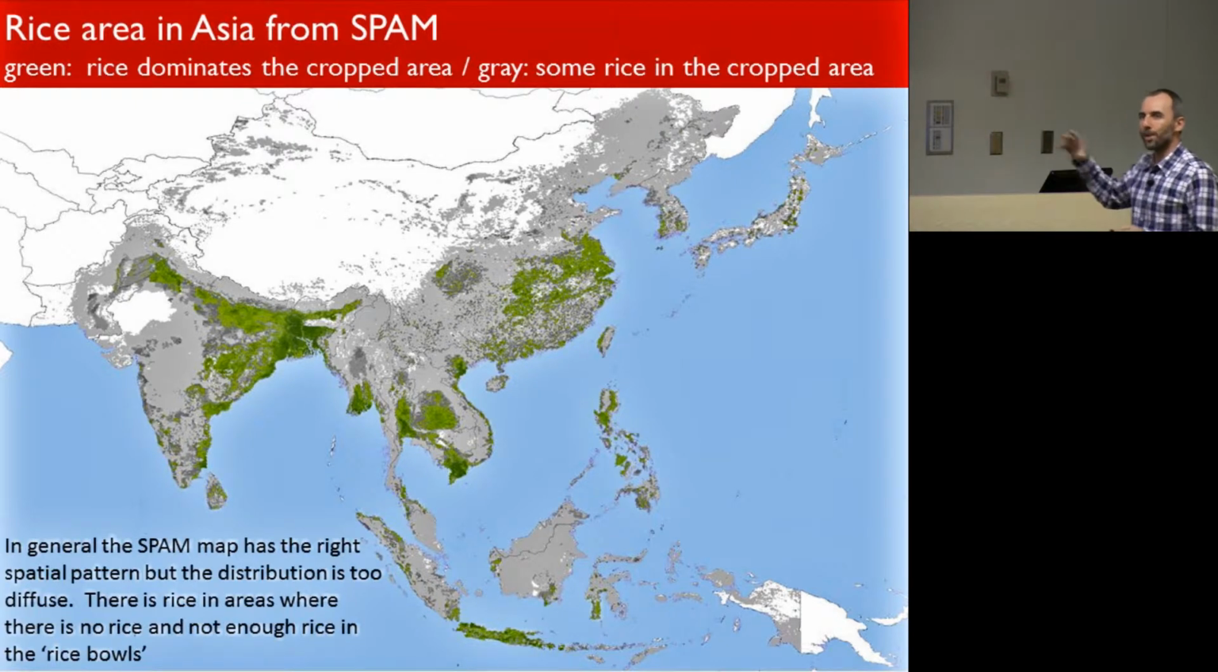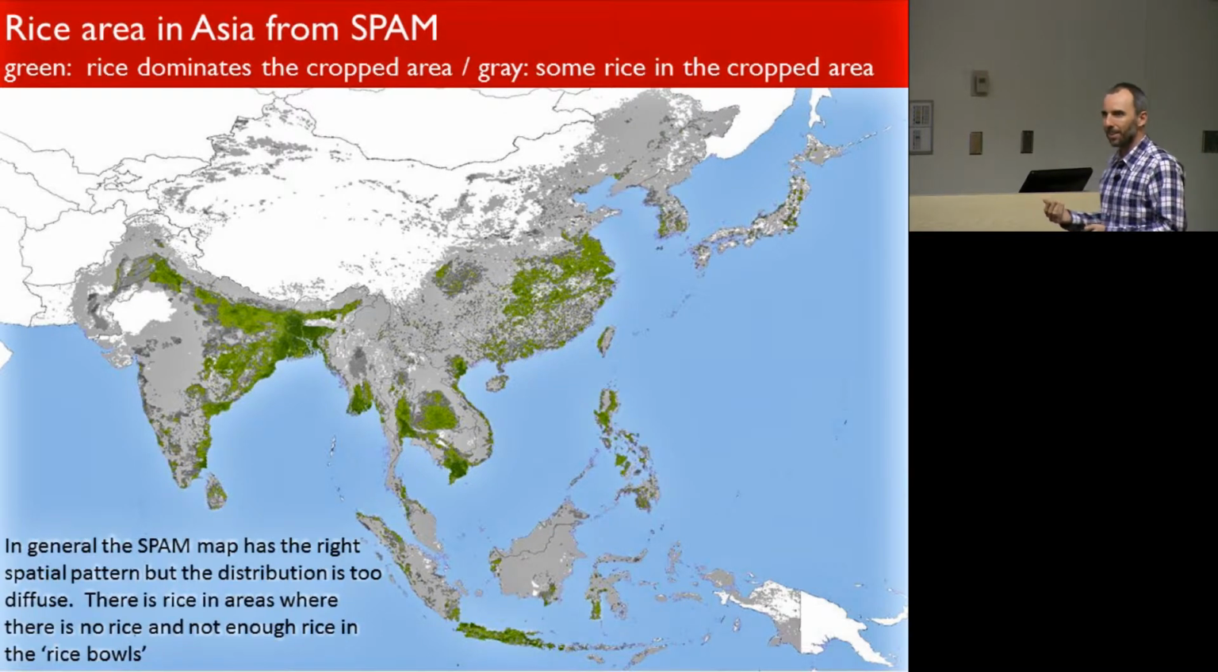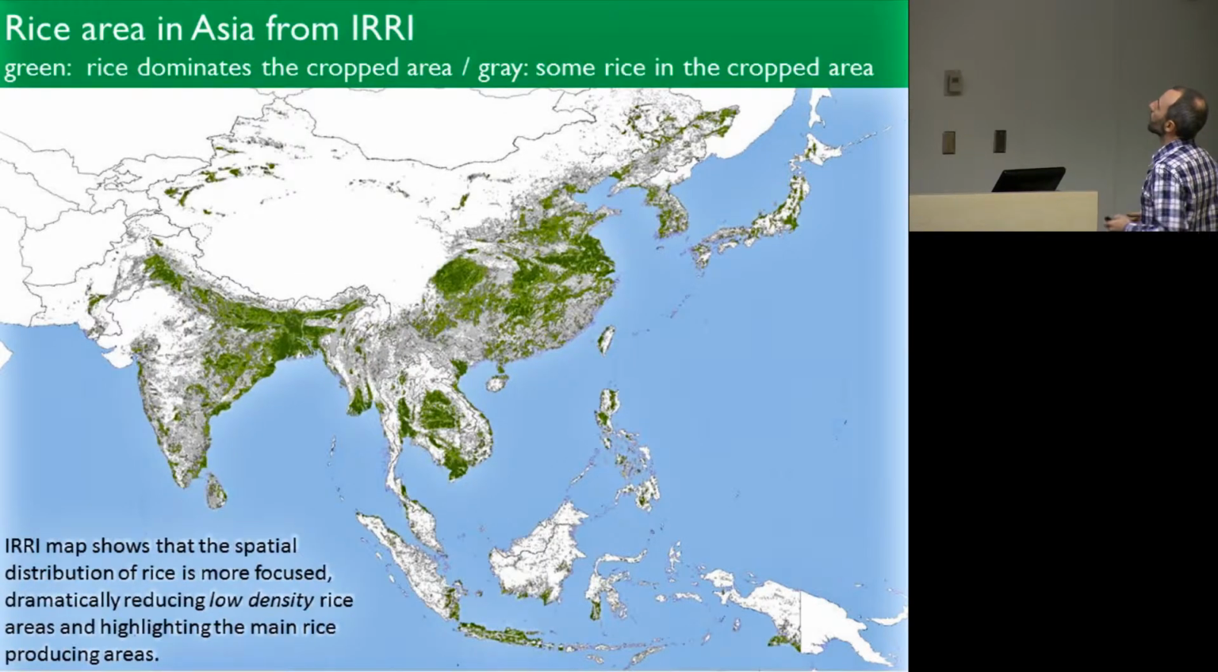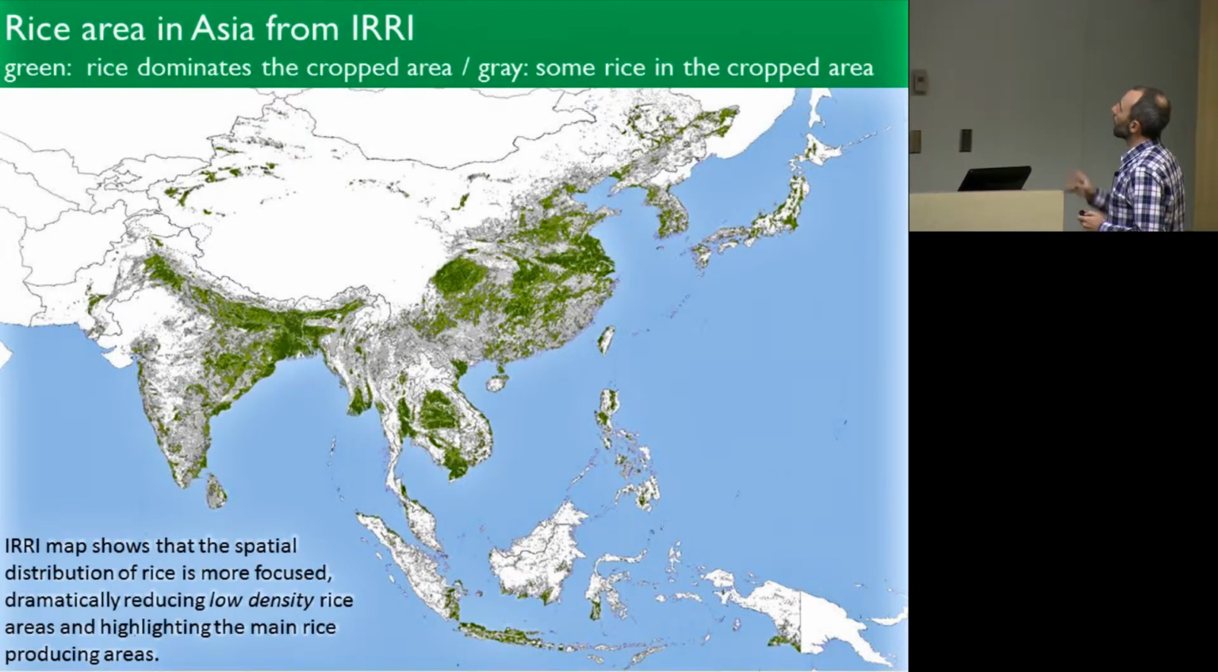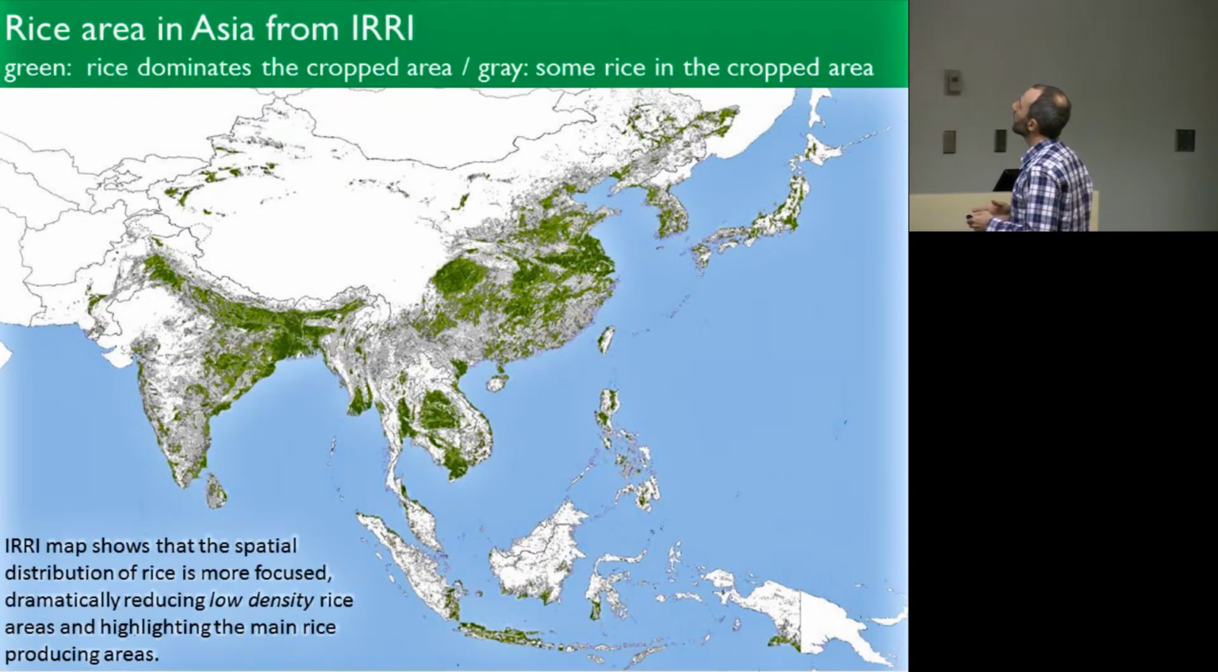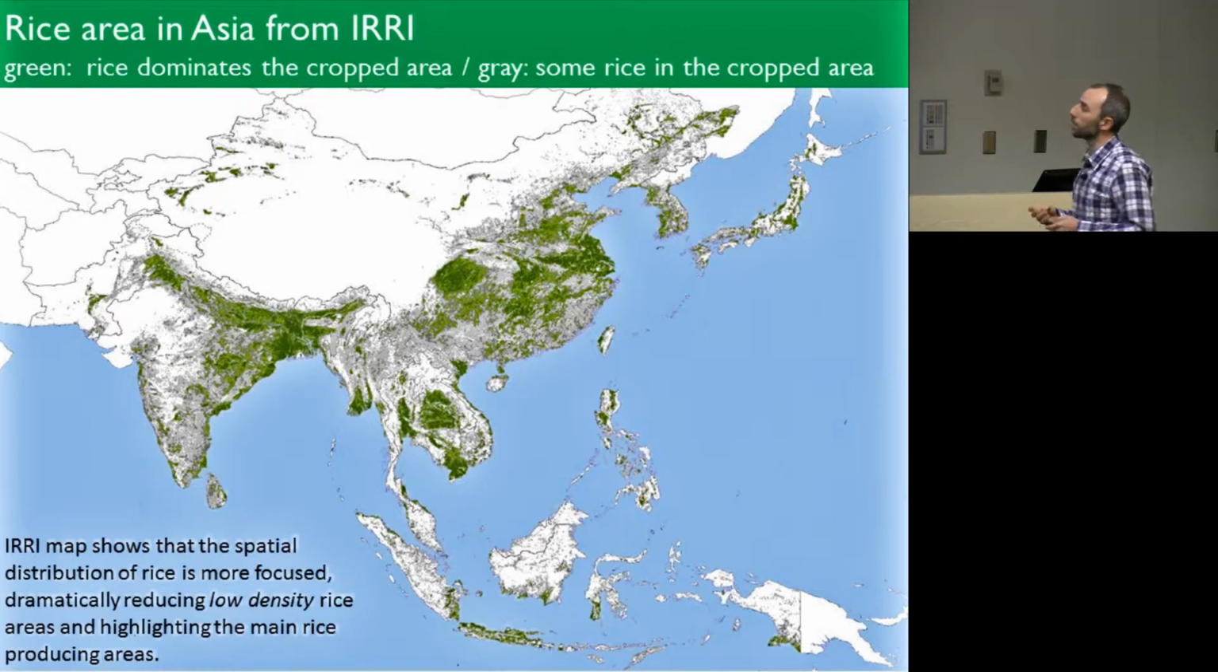Very good, but with SPAM you're working really hard to get census data down to a pixel level. So we're trying to go from the bottom up using this approach. This is the IRI-based map using the MODIS data. And again, green is where it's dominant, and gray is where there is some rice. Generally the spatial pattern is the same, but it's much more concentrated. I'll just flick back and forth between the two, and you can see some of the difference that we've been able to introduce by this new map.